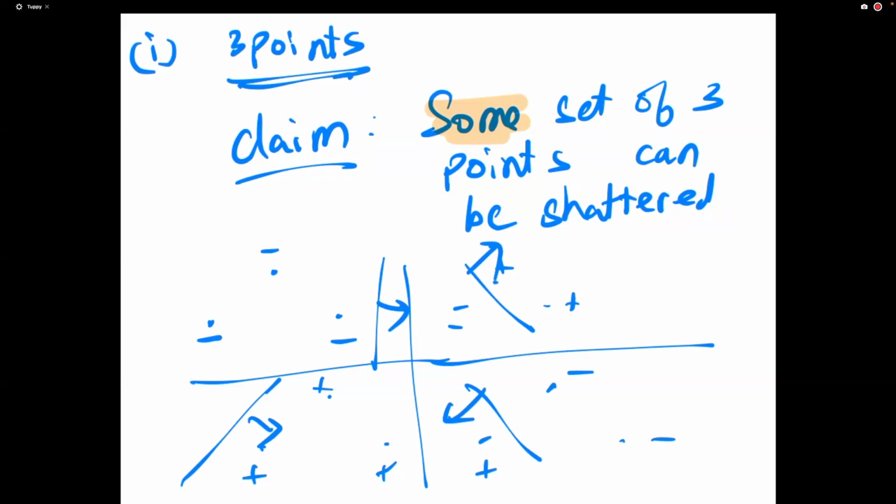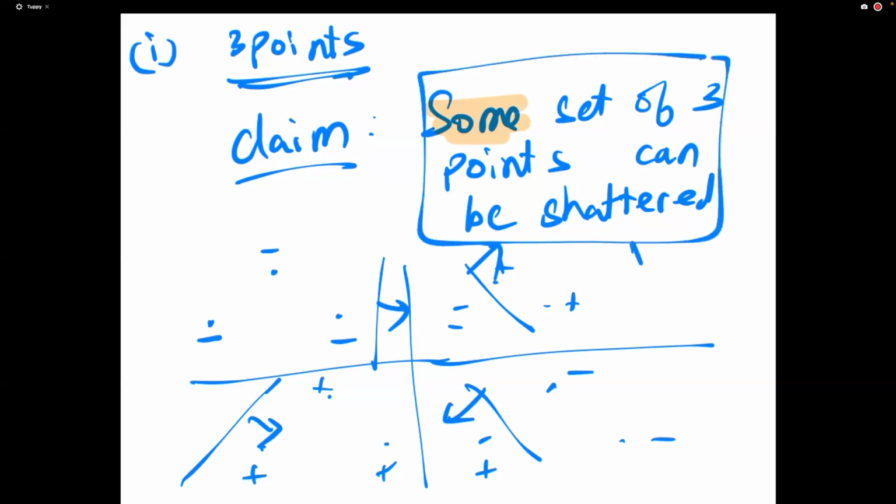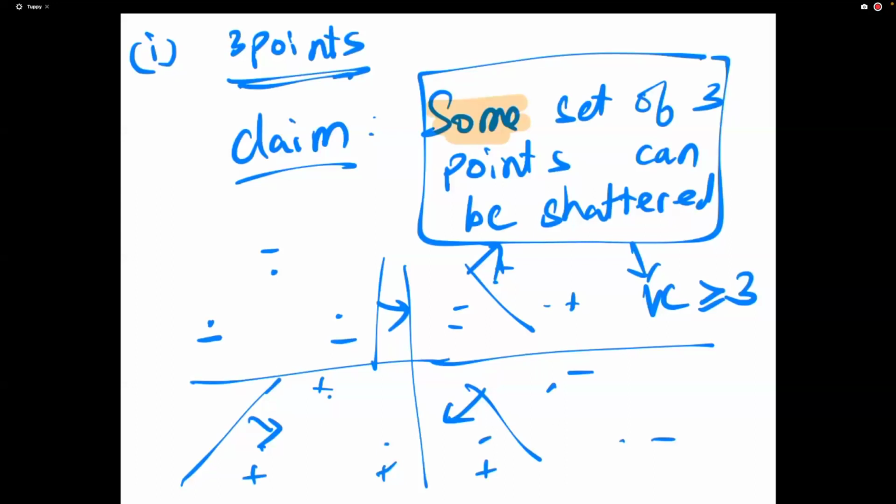This means that VC is greater than or equal to 3. This only shows that VC is at least 3. This still doesn't prove that VC equals 3. To show that VC dimension equals 3, you need to... so this is the lower bound. This is the lower bound. And then there's the upper bound.